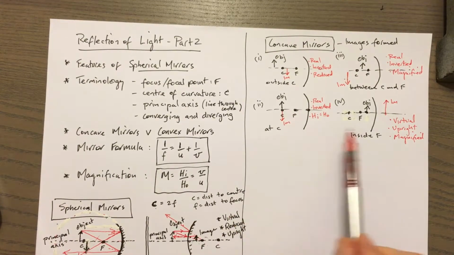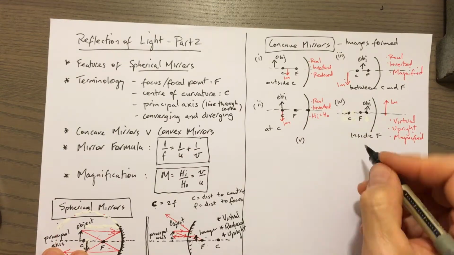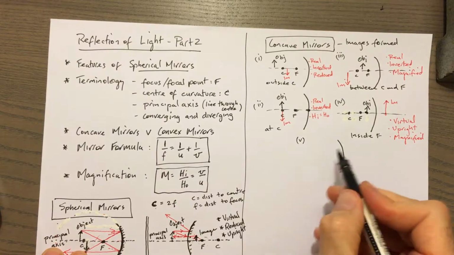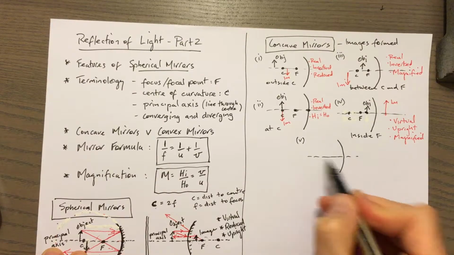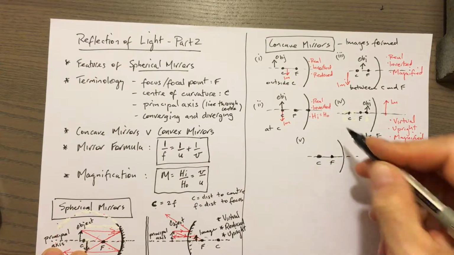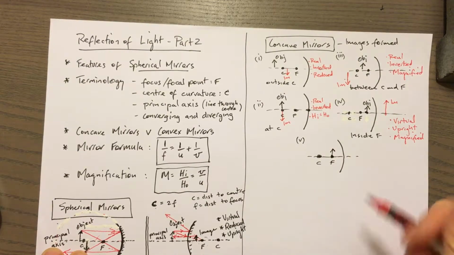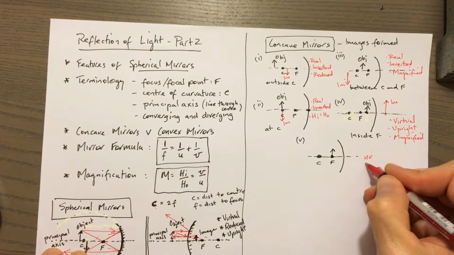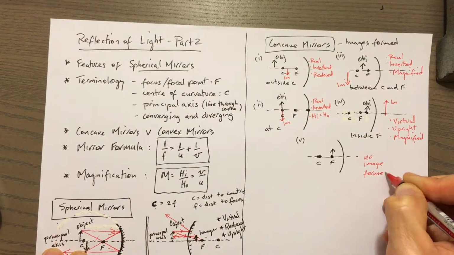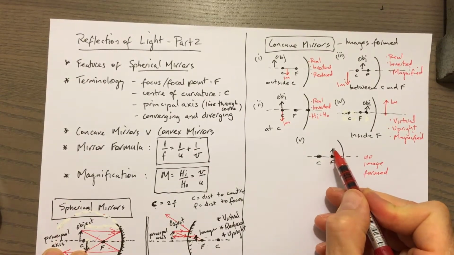Okay, there is one other case here which I'll just quickly cover. I'll call it case 5. It's a special case again, and this one is where you have the object placed at the focal point. And what we find here is that no image is formed.